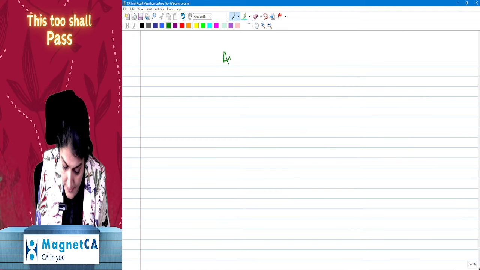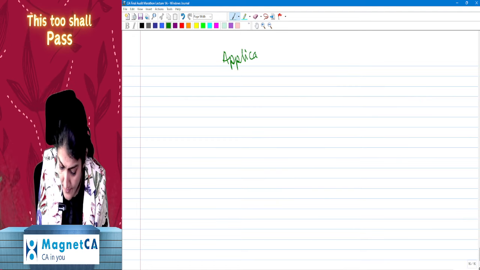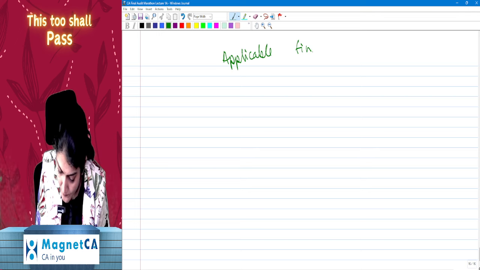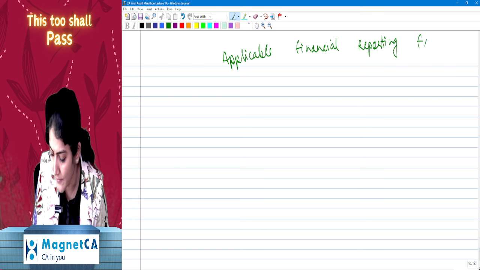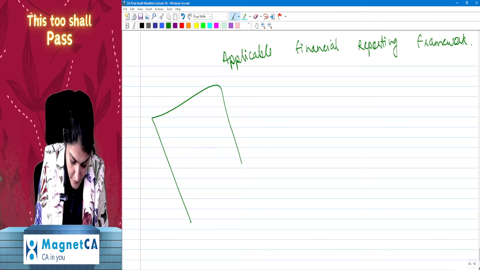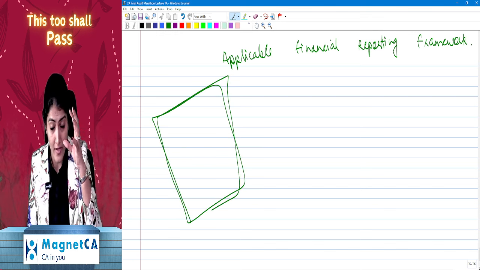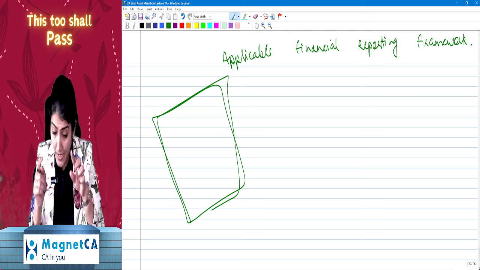Right, so let's come to the next big term over there, which is AFRF. Pay attention, everyone. Applicable financial reporting framework. You know, frame, no? Photo frames, you know, spectacle frame. Right, so it's a frame. And now what does it say?